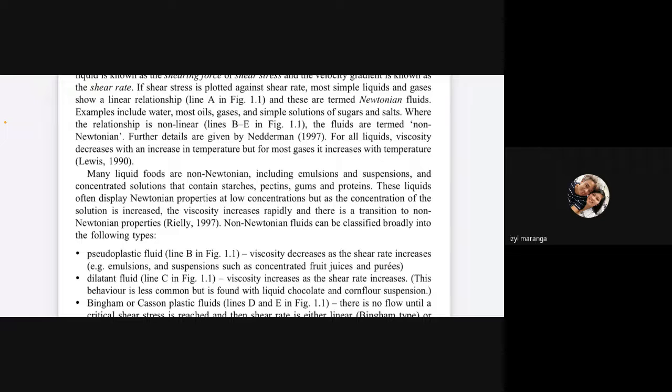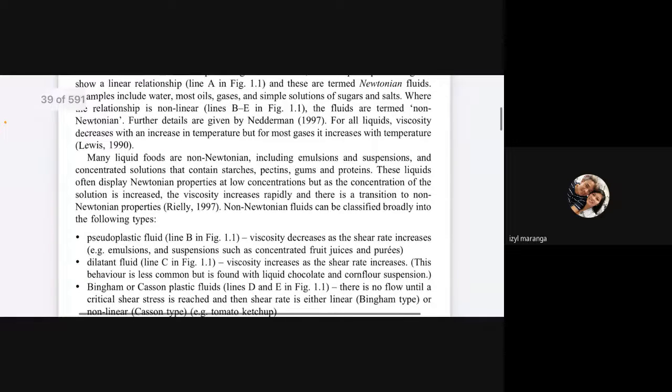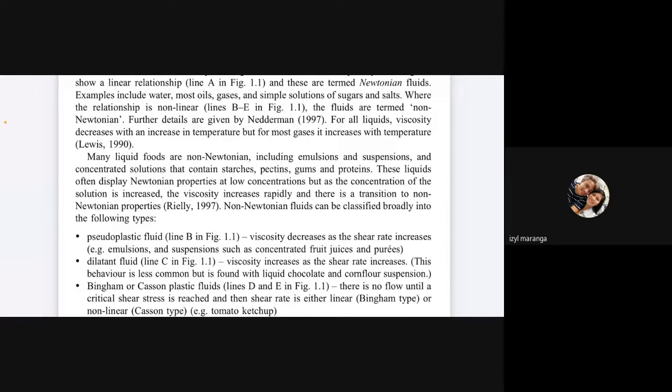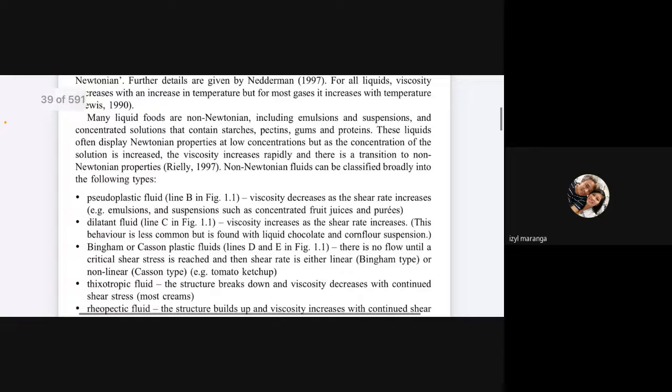So ito yung tinatawag na Newtonian fluids. Like water, most oils, gases, and simple solutions of sugars and salts. Ito yung mga Newtonian fluids. So, non-linear relationship siya or non-Newtonian. So, for liquids naman, yung viscosity decreases with an increase in temperature. But for most gases, it increases with temperature. Ayun. And many liquid foods are non-Newtonian, including emulsions, suspensions, and concentrated solutions that contain starches, pectins, gums, and proteins.